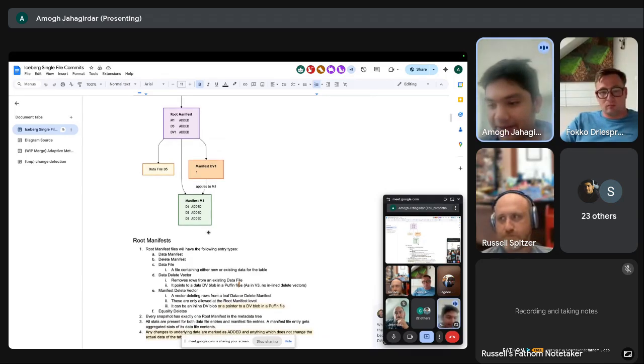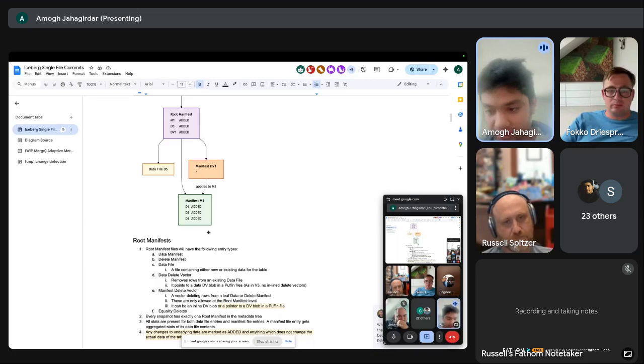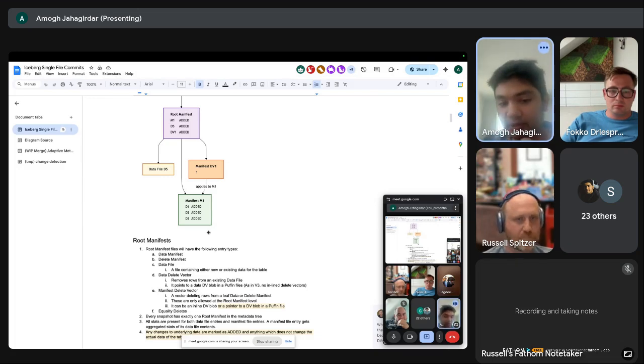So I'll get into manifest DVs now. A manifest DV is a DV that indicates which positions in a leaf manifest are deleted. As I mentioned before, one of the challenges today is that when a file is removed or replaced in a manifest, we have to rewrite that manifest. But with a manifest DV that exists in the root, we can indicate directly that that position in the manifest is deleted without even touching the manifest. So that's the core of the idea.